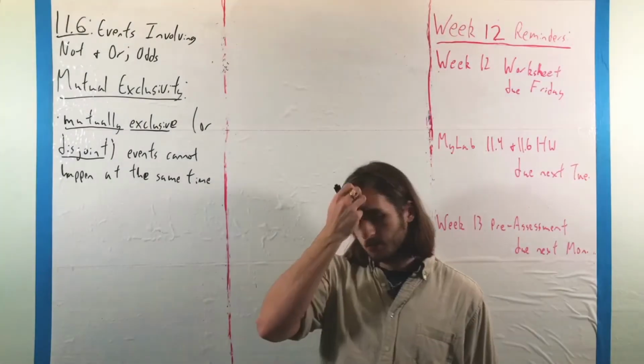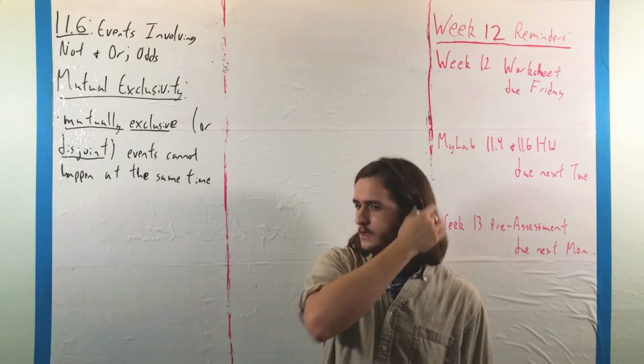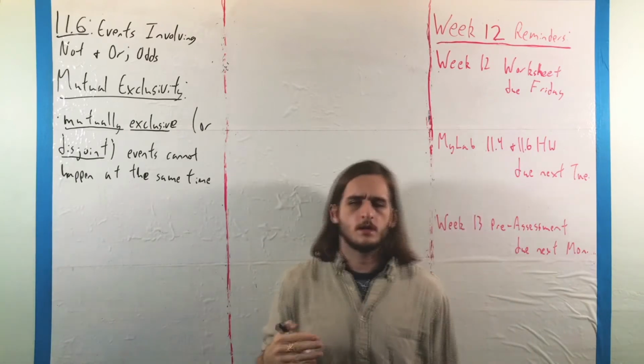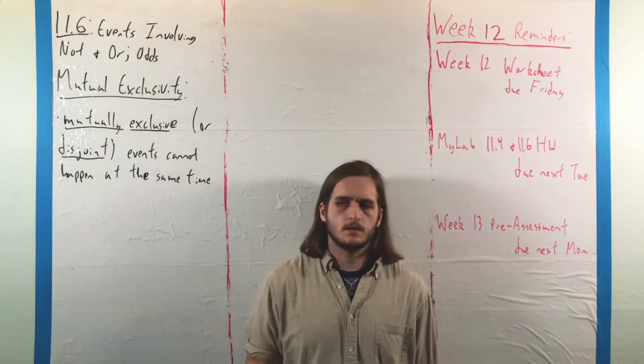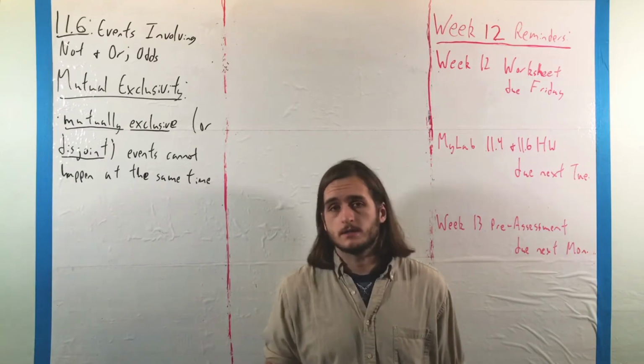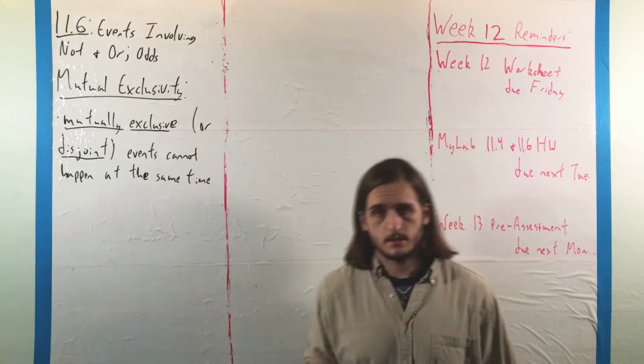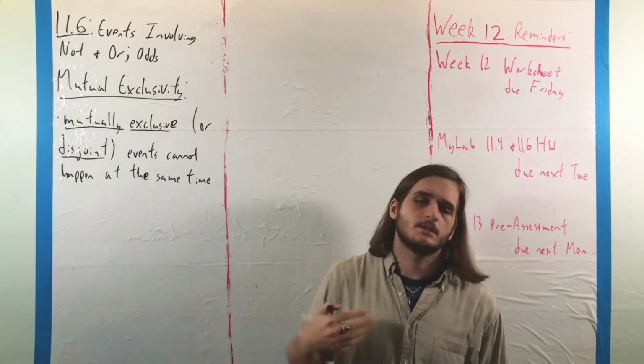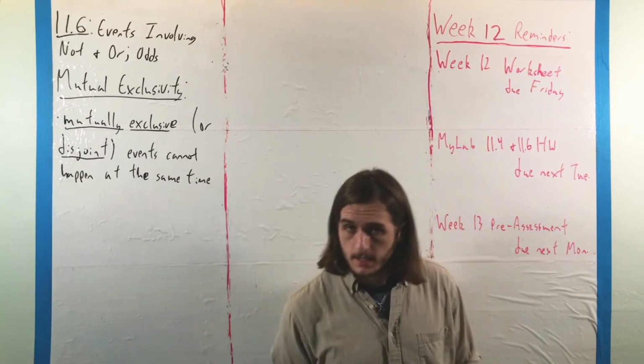Now we're going to move on and start talking about events where we're looking explicitly at multiple possibilities, starting with the idea of mutual exclusivity or disjointness. To understand this, let's take a lighter example.